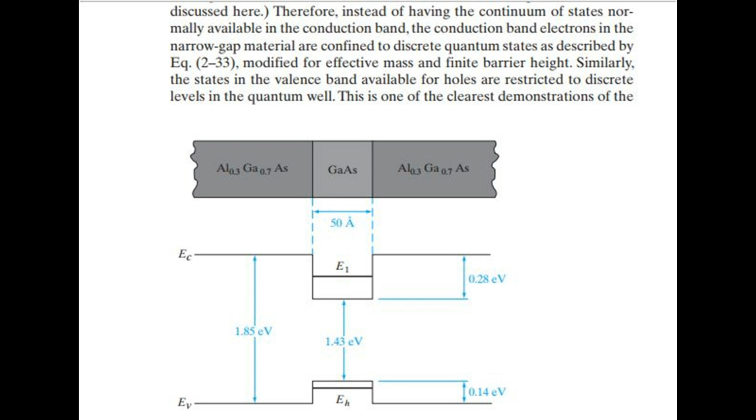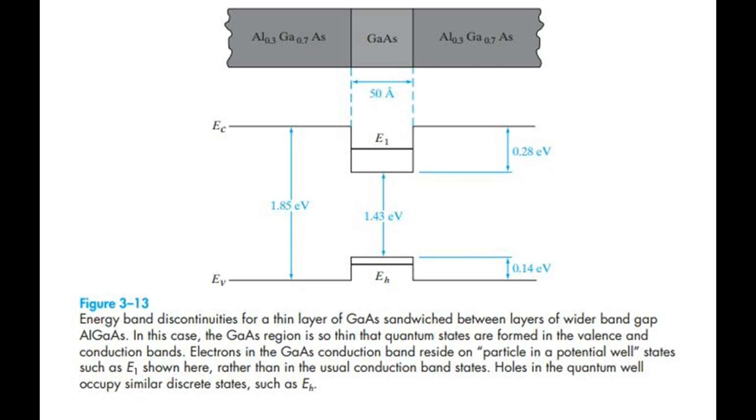From a practical device point of view, the formation of discrete quantum states in the gallium arsenide layer of Fig 3.13 changes the energy at which photons can be emitted. An electron on one of the discrete conduction band states, E1 in Fig 3.13, can make a transition to an empty discrete valence band state in the gallium arsenide quantum well, such as E, giving off a photon of energy Eg plus E1 plus E, greater than the gallium arsenide band gap.